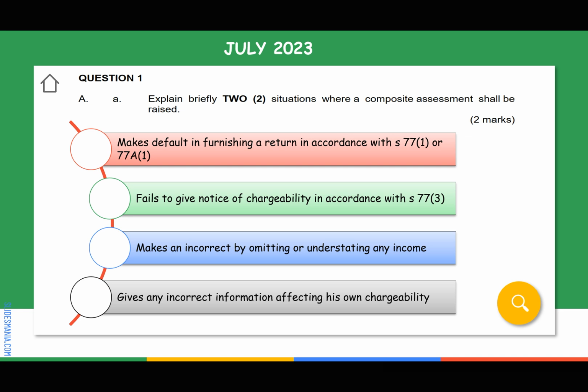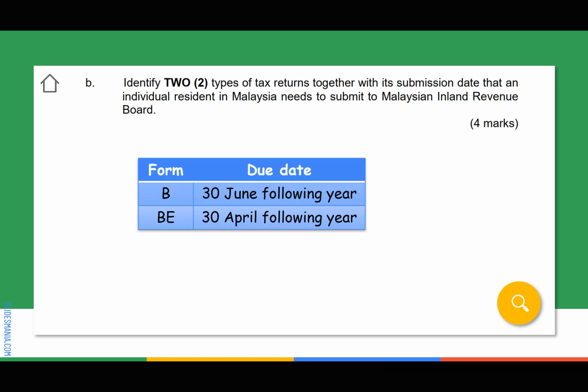And then number 4, this one is also a serious matter, guys, whereby our taxpayer gives incorrect information to IRB. So as a result, it has affected his tax liability. So in this case, normally, guys, when you give wrong information with the hope that you pay low tax, isn't it? If caught, you will be penalized. This is an offense. Right? So don't lie to IRB. Okay, so settle for the first question. Okay, now we go to B.